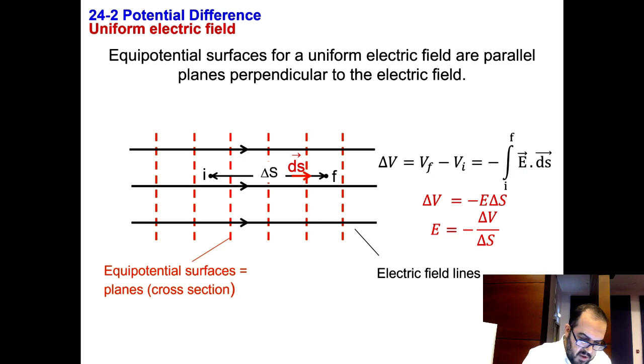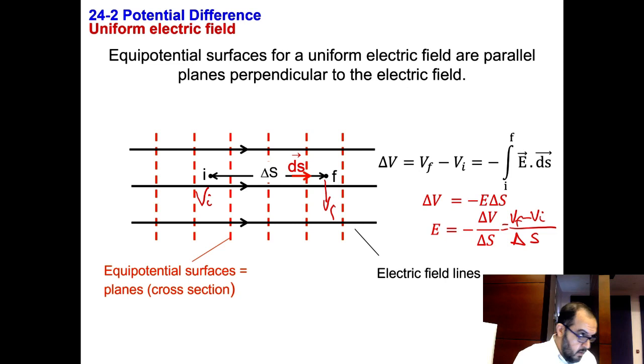So this is what we obtained from the previous slide. Now since the electric field is constant and parallel to ds, cosine 0 is 1, so this simplifies to just minus E times the total distance delta S. So it becomes simpler, and the electric field is really minus delta V over delta S. If I measure the voltage here, V final, and the voltage here, V initial, this is going to be V final minus V initial divided by the distance between these 2 points, delta S.